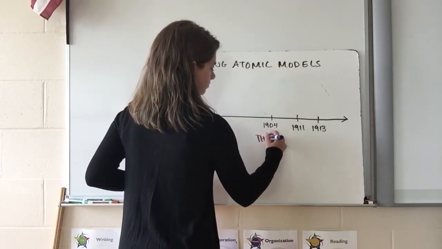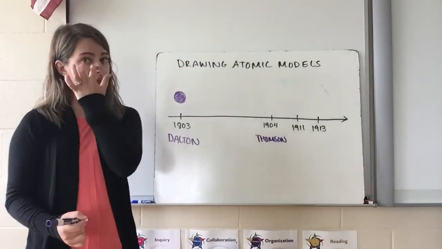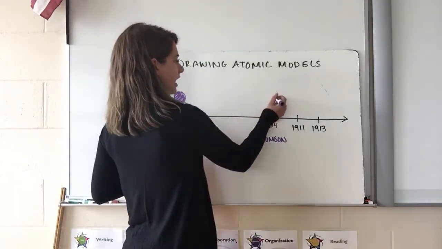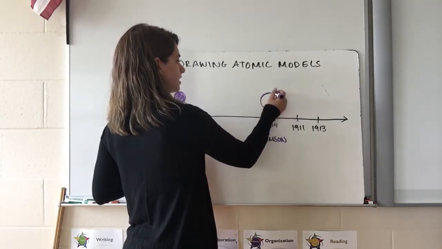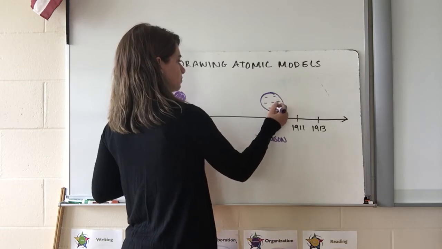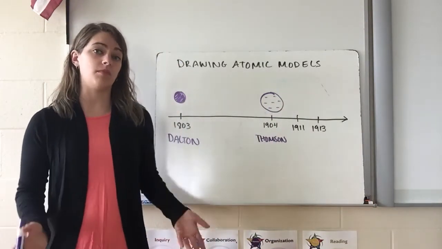Thompson. And J.J. Thompson did some experiments, and after his experiments, he came up with an atom that was mostly positive, but it had some negative charges spread throughout. His model of the atom is typically called the Plum pudding model.